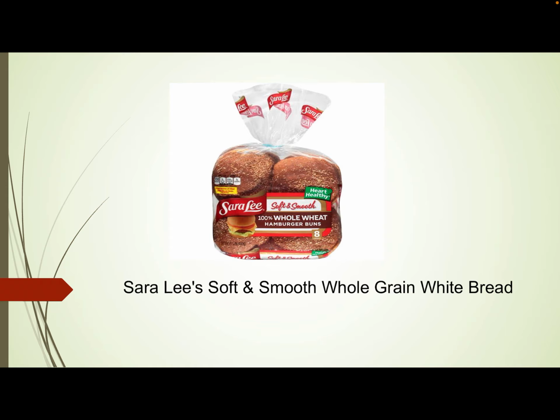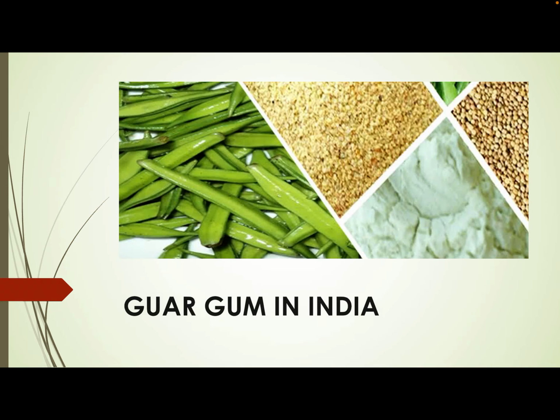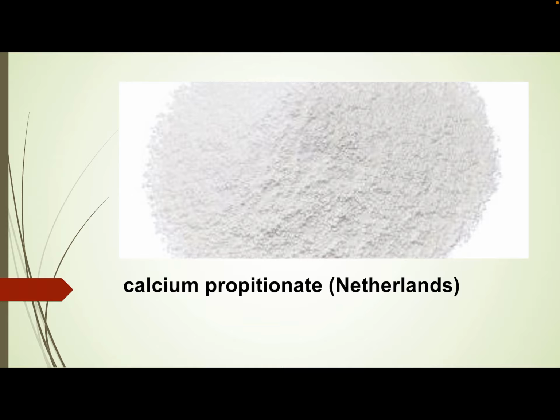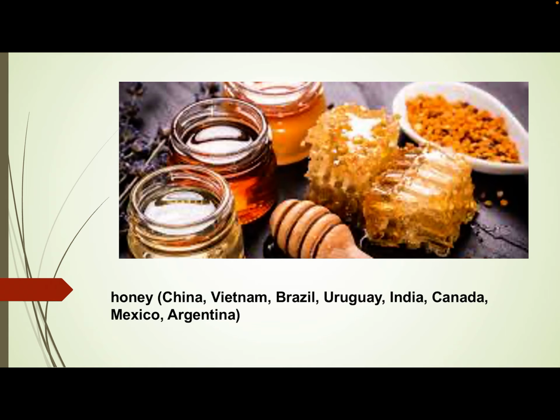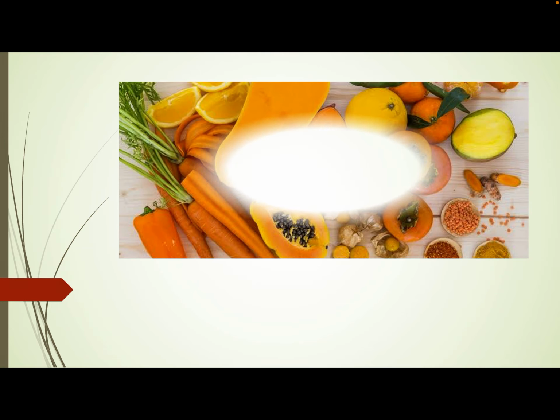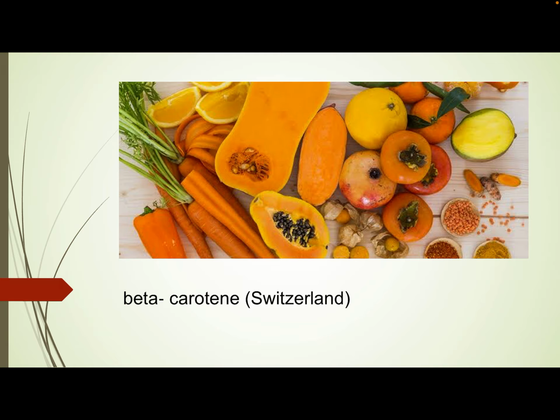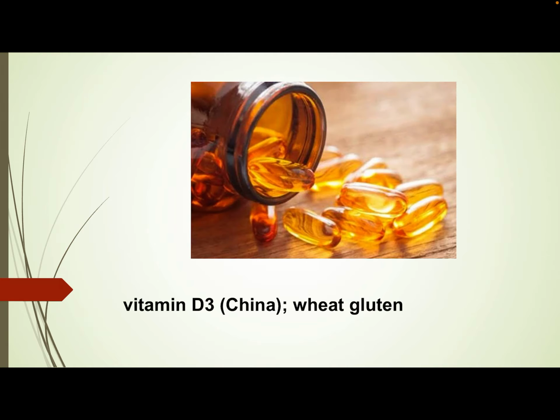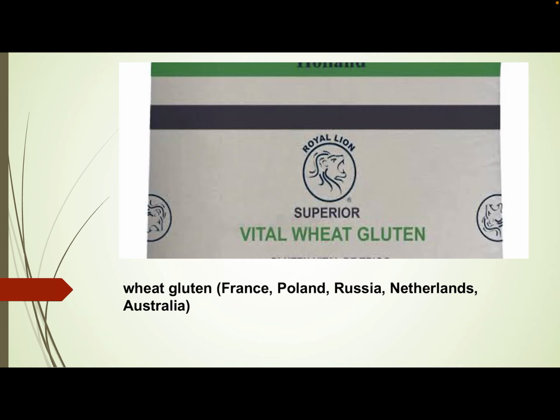Thoroughly softened smooth whole grain white bread: guar gum in India, calcium propionate in Netherlands, honey from China, Vietnam, Brazil, Uruguay, India, Canada, Mexico, Argentina, flour enrichments from China, beta carotene from Switzerland, vitamin D3 from China, wheat gluten from France, Poland, Russia, Netherlands, Australia.